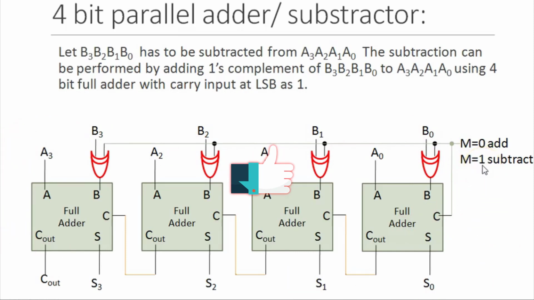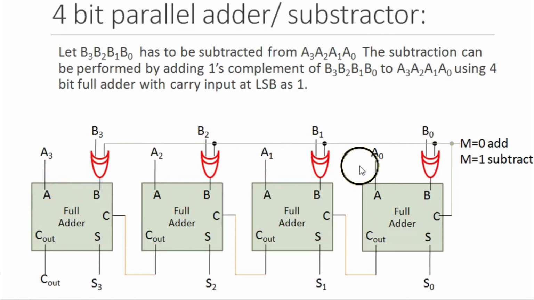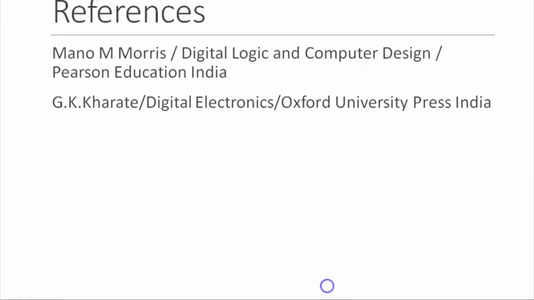While if M is equal to 1, then carry input at the first stage will be 1 and output of the XOR gate will be equal to B complement. That means it will be A plus B's complement plus 1, that means A plus 2's complement of B. Thus the circuit will act as a subtractor, with output in 2's complement form for the subtraction operation.